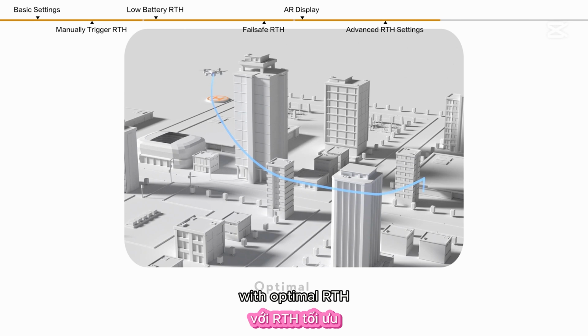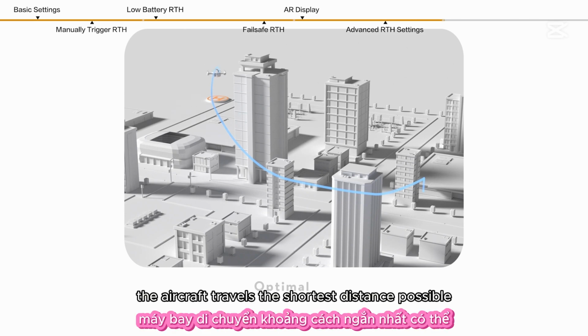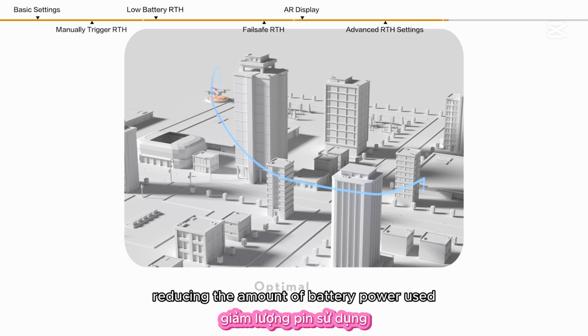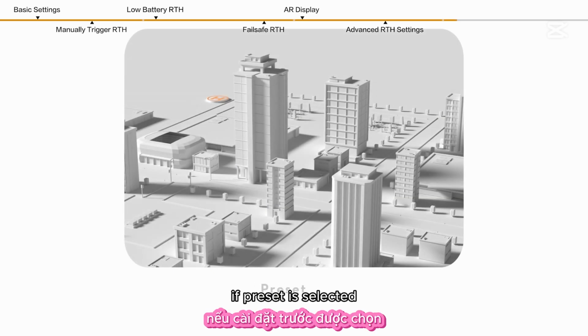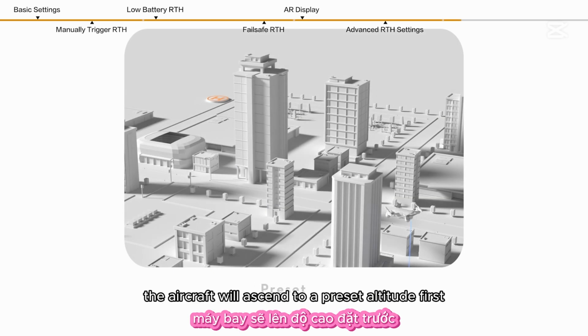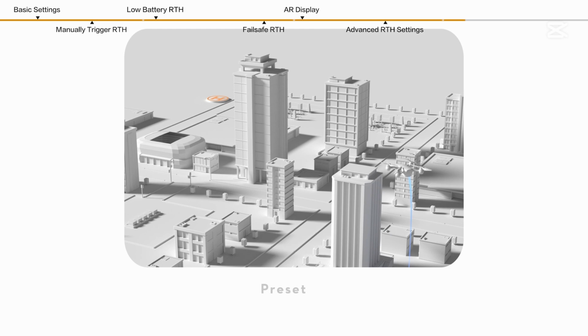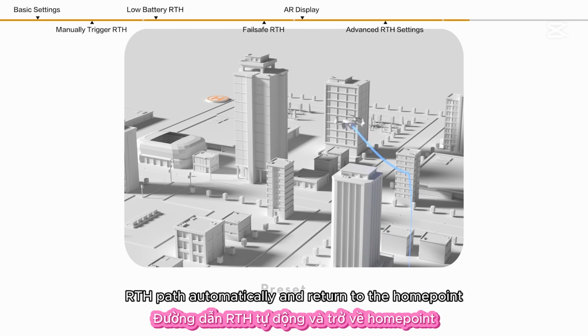With optimal RTH, the aircraft travels the shortest distance possible, reducing the amount of battery power used and increasing the flight time. If preset is selected, the aircraft will ascend to a preset altitude first, then plan the RTH path automatically and return to the home point.